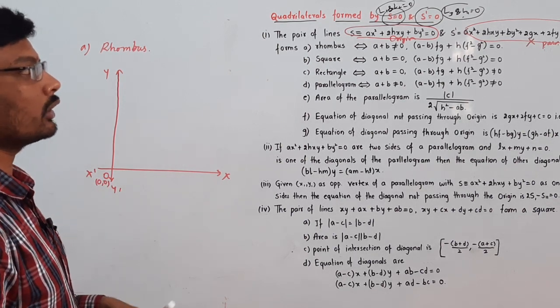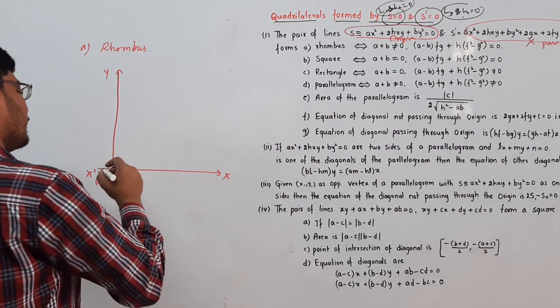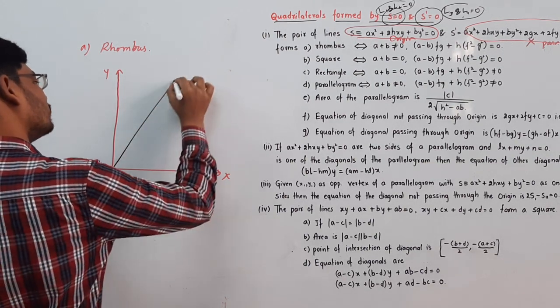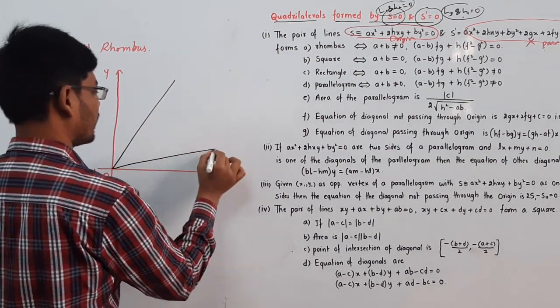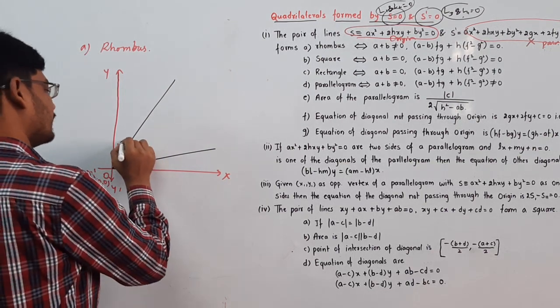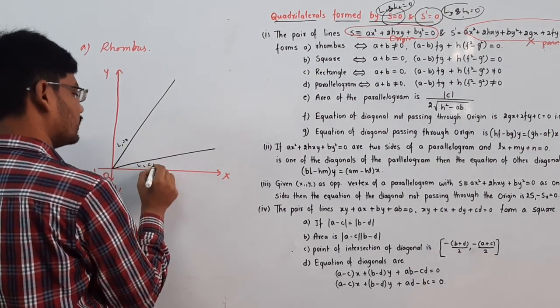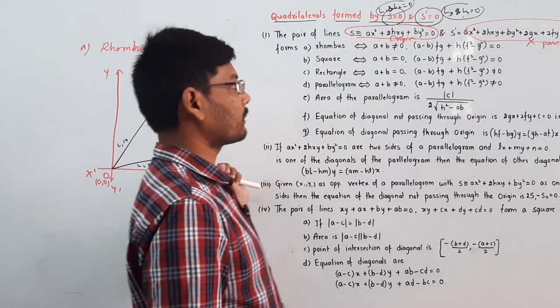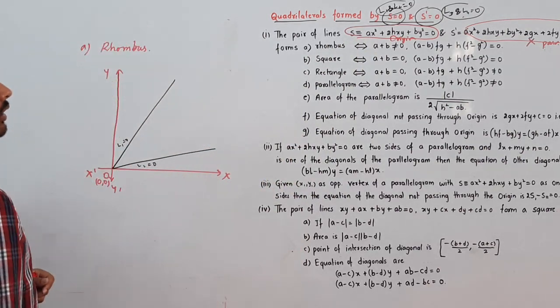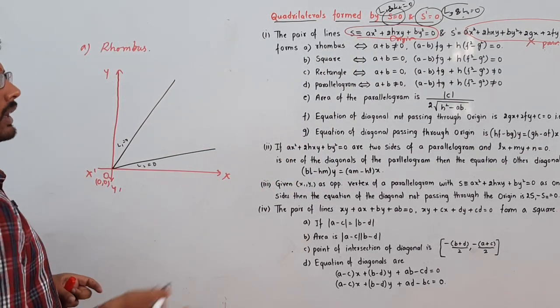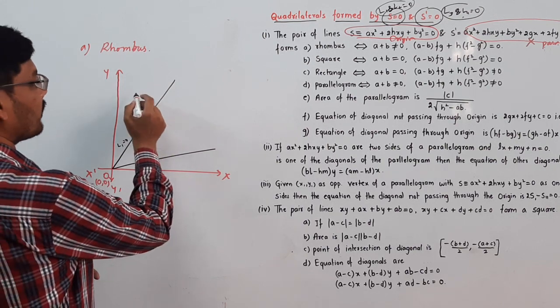Now here I am taking two pair of straight lines here. Two pair of straight lines are passing through origin. This is L1 and L2 is equal to 0. These are the two lines passing through origin, and now I am taking one more pair of straight lines here.